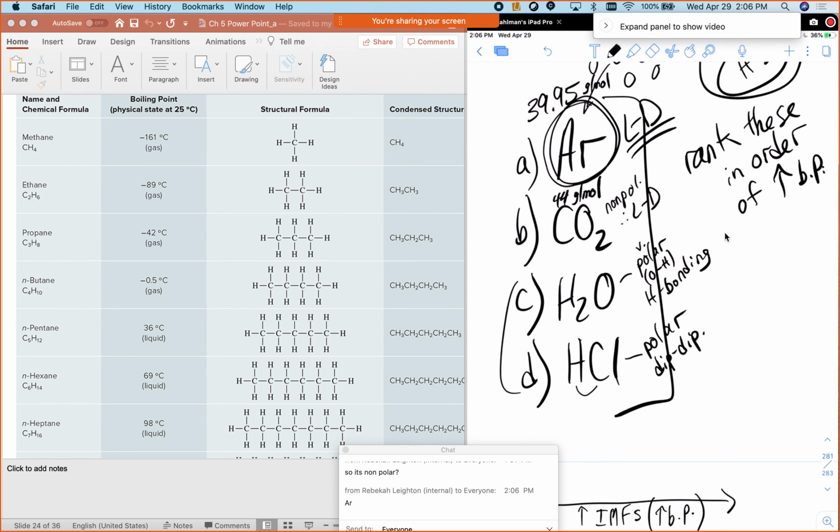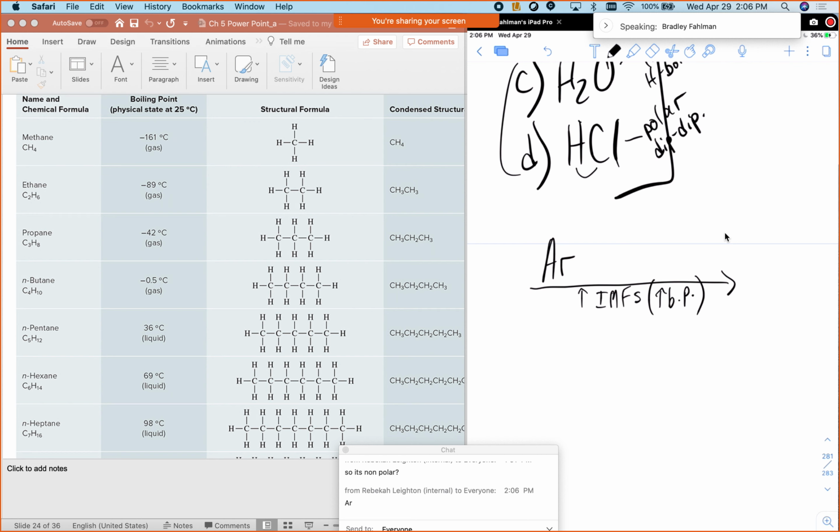Yep, so argon, exactly. Remember the trend. I think I did this in one of my videos. The order is going to be London dispersion, and this is in general too. So London dispersion is less than dipole-dipole, which is less than hydrogen bonding.